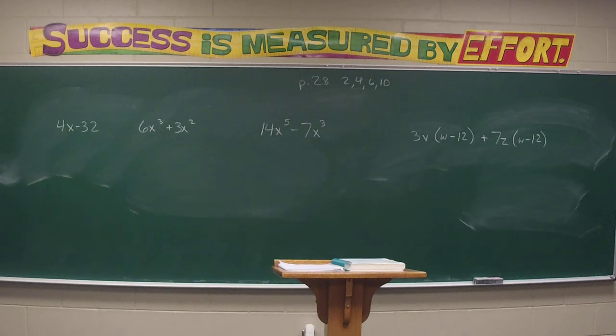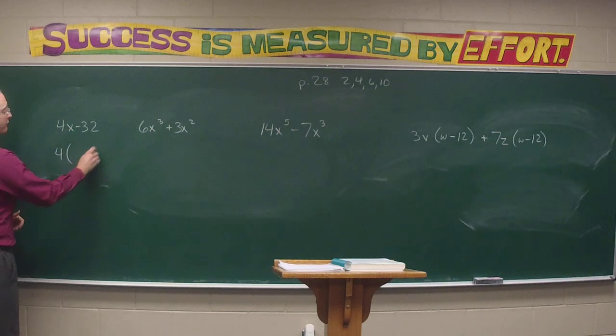Pencils down, even if you're not finished. Looking at the first thing, I see there's a 4 in both of them. You say, well, there's a 2 common. Yeah, but we want the biggest amount possible. 4 is the bigger number. We're going to factor out 4, dividing it, x minus 8, we're done.